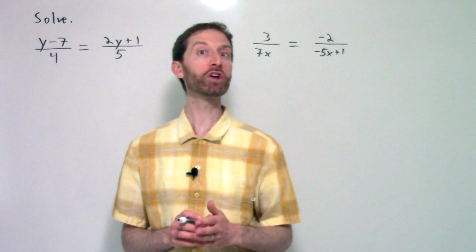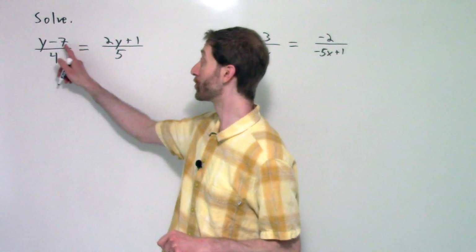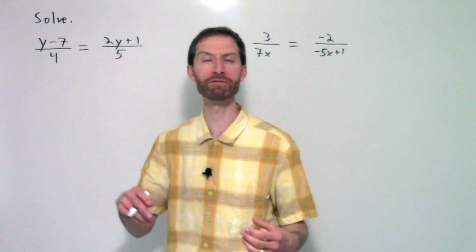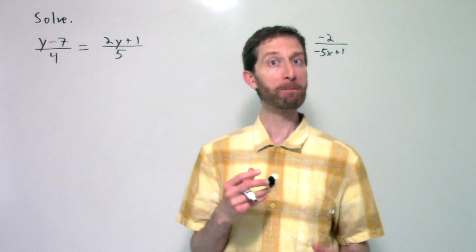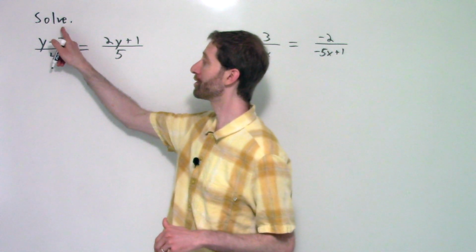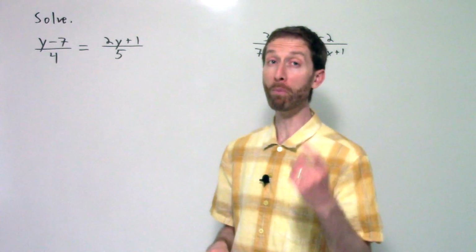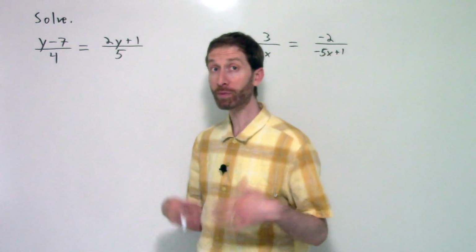In this video, we're going to go over how to solve proportions when one or two parts of the proportion involve multiple pieces to their expressions. Let me show you what I mean. It says solve, and then we've got a proportion where each numerator, it appears, has more than one term in it. So how do we deal with this?